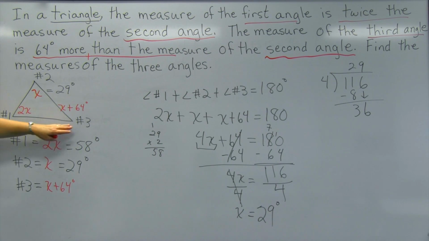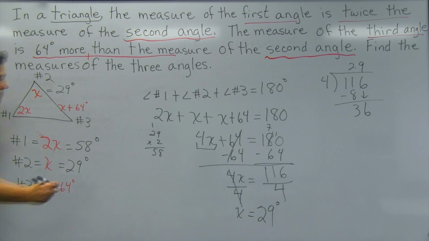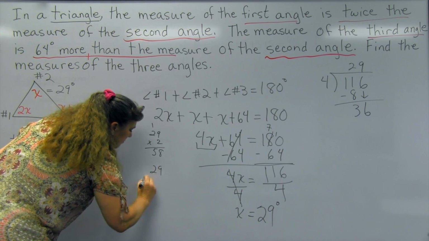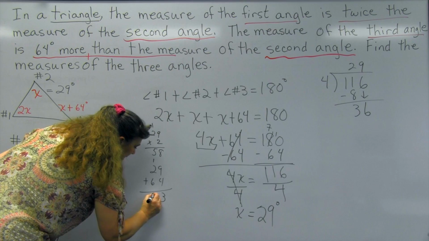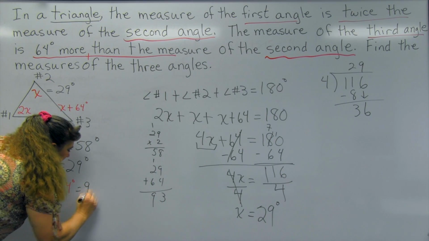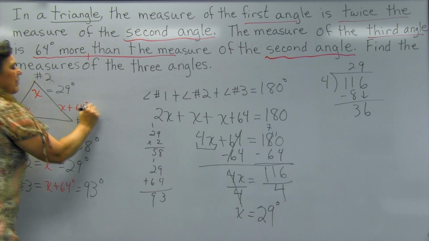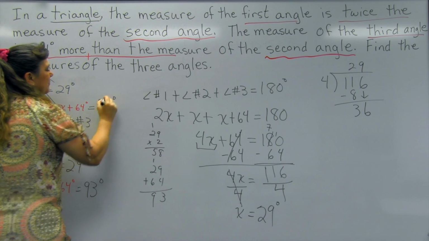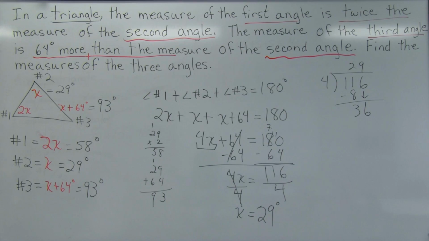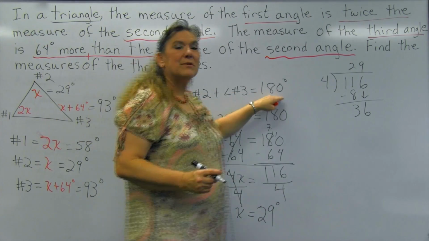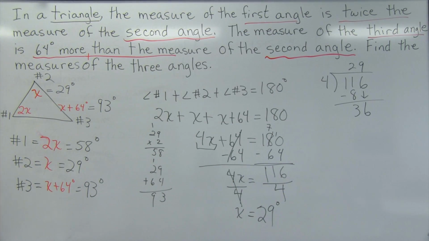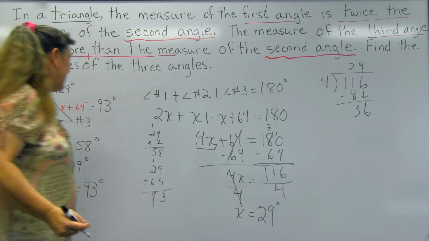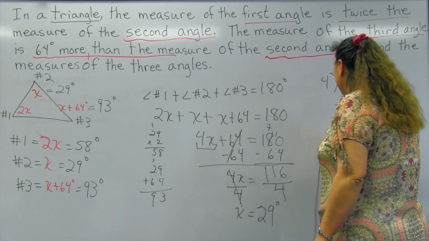Now we're looking at the third angle, and it says it's x plus 64. So x plus 64 is 29 plus 64, and that is 13, carry my 1, 8, 9, making 93 degrees. Now, if I wonder if I'm correct, what do I do? Yeah, I hear that. Remember, the sum of the 3 angles equals 180 degrees. So I can take these 3 angles, add them up, and check myself. Am I right, or did I make a mistake? You know, we can all make mistakes, so let's check it out.